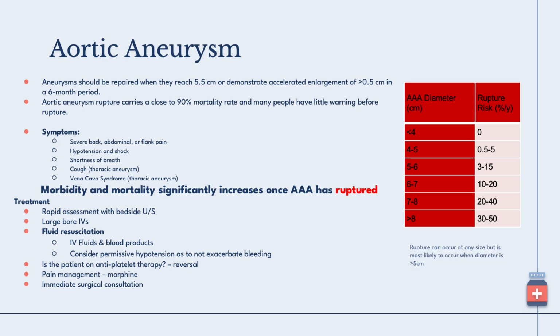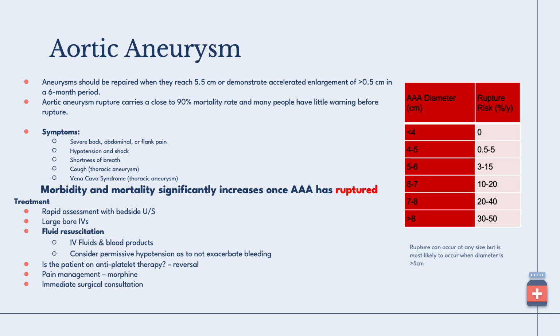Symptoms tend to be severe back, abdominal, or flank pain. They'll be hypotensive and shocky, with shortness of breath. If it's a thoracic aneurysm, they may have a cough or superior vena cava syndrome. Treatment is going to be rapid assessment via bedside ultrasound, getting 2 large bore IVs in, and then our fluid resuscitation, so IV fluids and blood products.